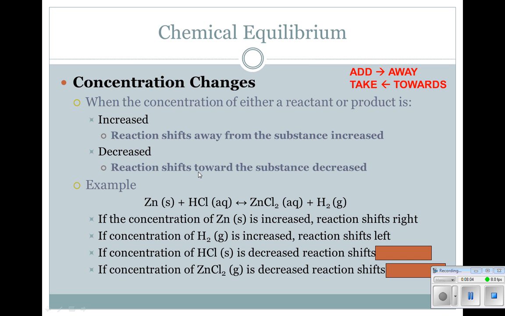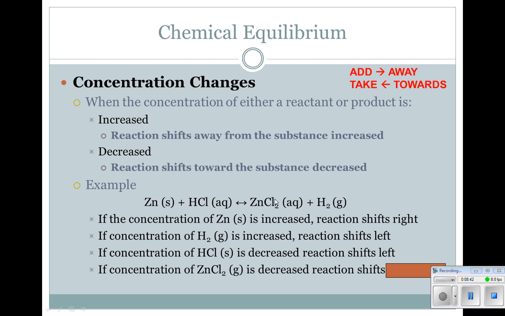Now let's talk about decreasing. We said if we decrease or we take away, then it shifts towards that decrease. It's going to replenish it. So if I decrease the amount of hydrochloric acid I have, I take some out, well, now less collisions in the forward, it's going to slow down. So this reaction is going to be happening faster, which means it's favoring the reverse, which is shifting towards the left, okay? So we always say that the forward is to the right and the reverse is to the left. So that's what you have to determine. Which way is going to be happening faster? That's the way it's shifting.